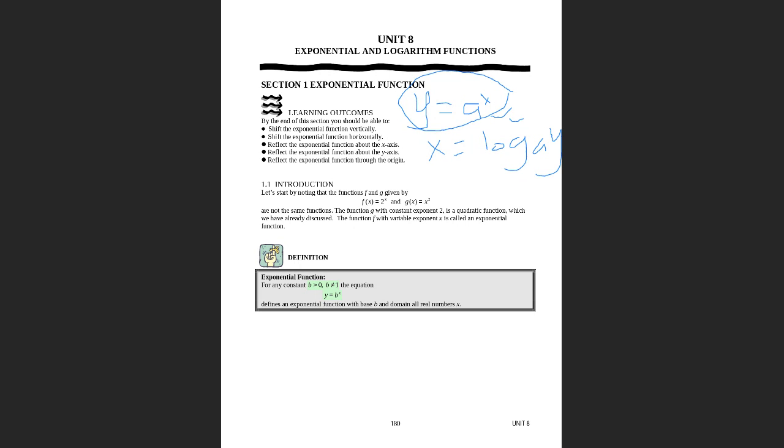Of course, if you have to find the inverse, you know that we have to interchange x and y. So y equals log x. And there is something that you have to know.